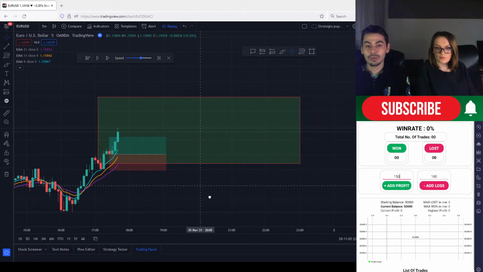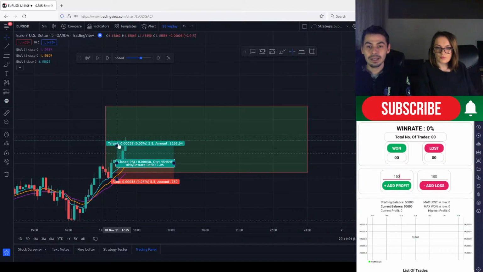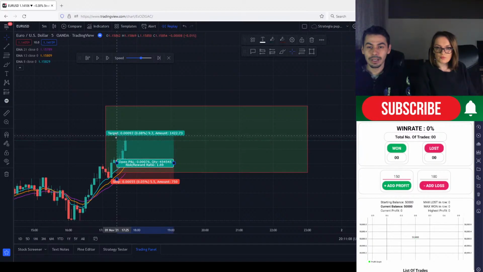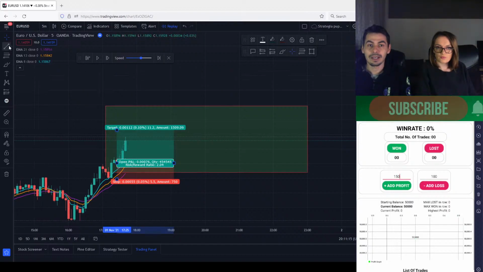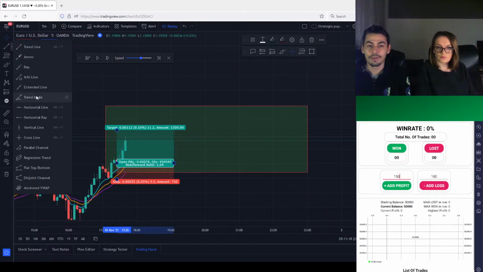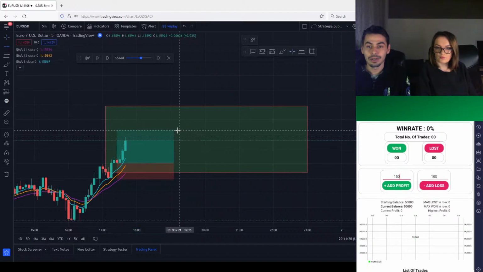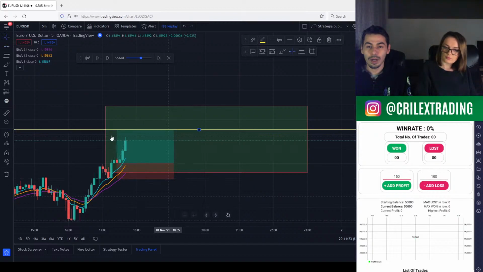Okay, so the 1-to-1 has been hit. Now let's see if the 2-to-1 will be hit, but first of all we will be looking at the 1.5-to-1, which is already here. We will mark the 2-to-1 level with a line so that I can explain to you guys the hedging thing that I am trying out right here. So this will be the 2-to-1.